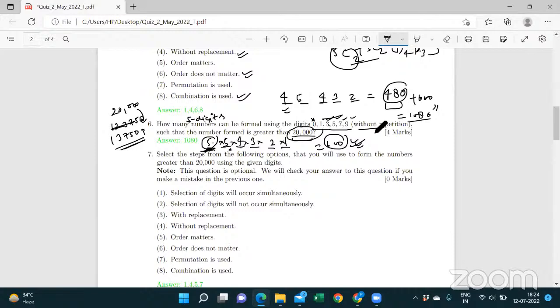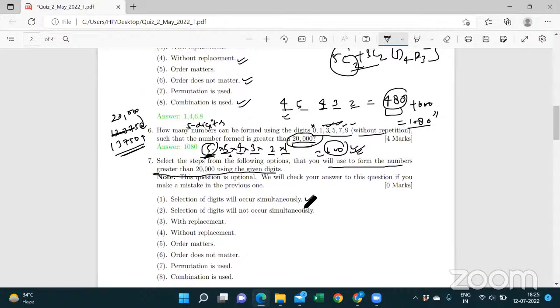Sir. Yeah. Now tell me the steps you will use to form the numbers greater than 20,000 using the given digits. So selection of digits will occur one after another. So selection of digits, sir. And sir, with replacement? Without replacement, right? And sir, what else? Order matters.